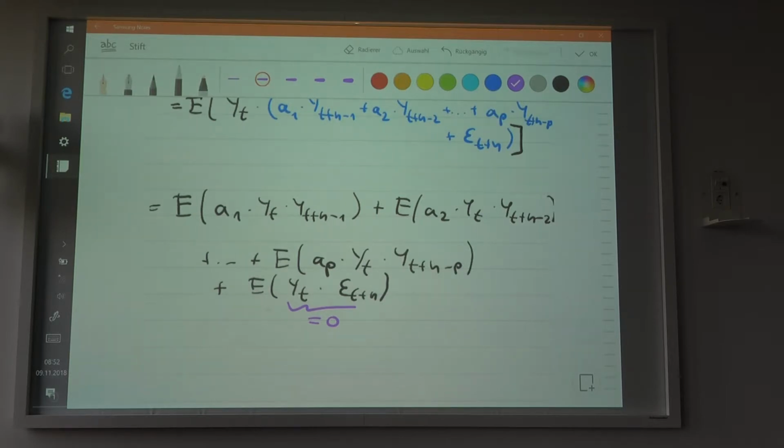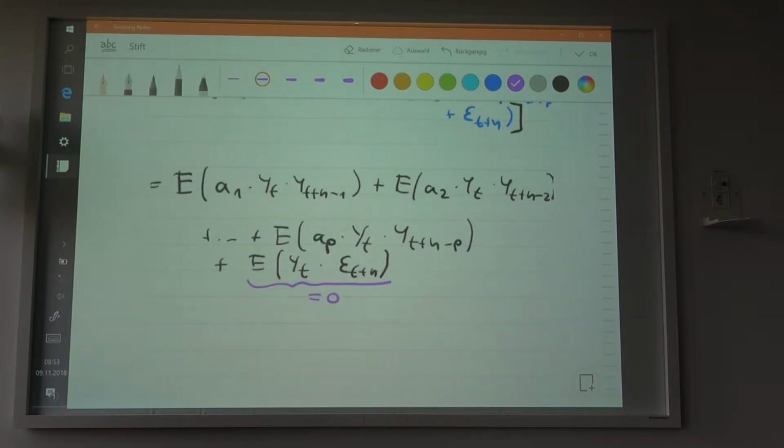Since h is strictly greater than 0, the expectation of that expression is obviously 0, right? So here you have that this is just going to be the sum of these expectations. If you take the a1 out, you have a1 times the expectation of the product of the two random variables, which will equal the covariance of yt and yt plus h minus 1, obviously.